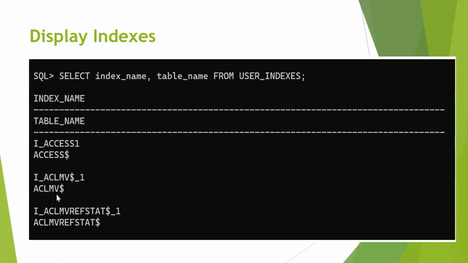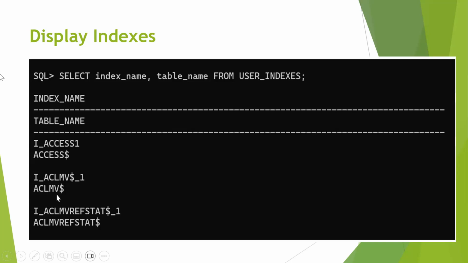So how do we display the indexes? This is the command we are using. As you know, to display indexes we use the select command followed by the name of the index. Let's break up this query. This query retrieves the information about indexes owned by the current user in the database.